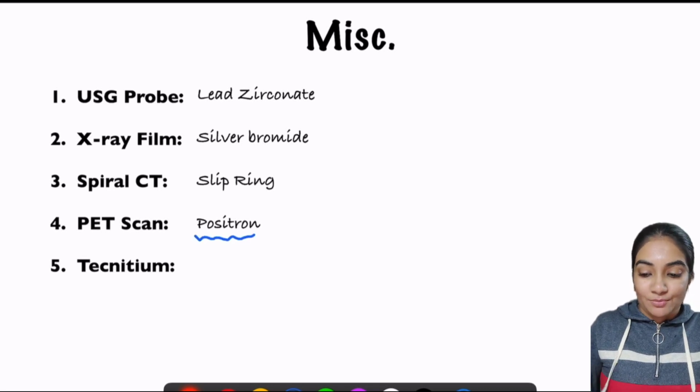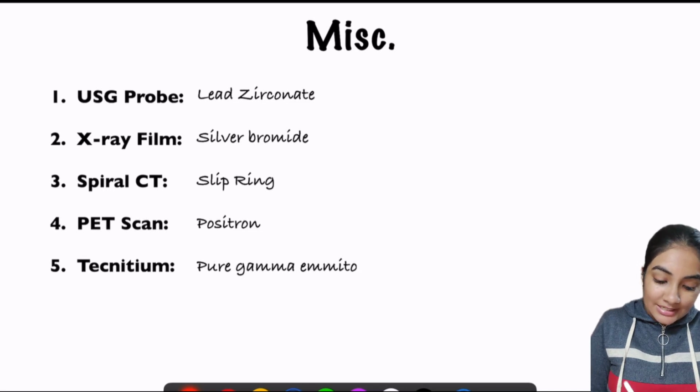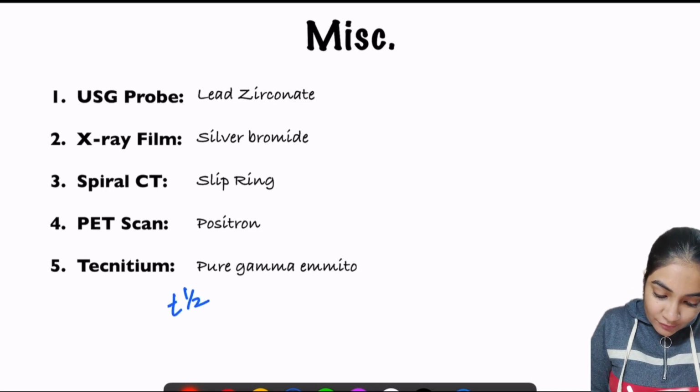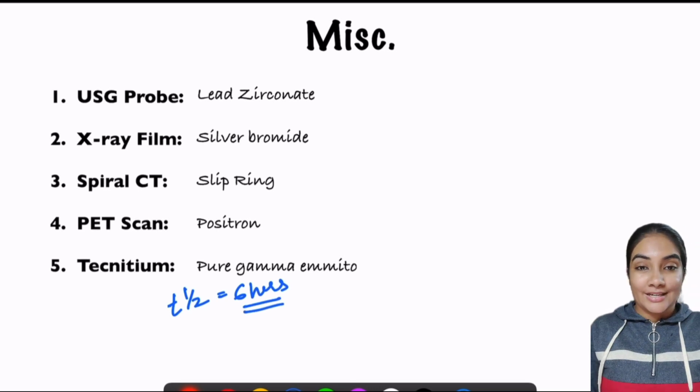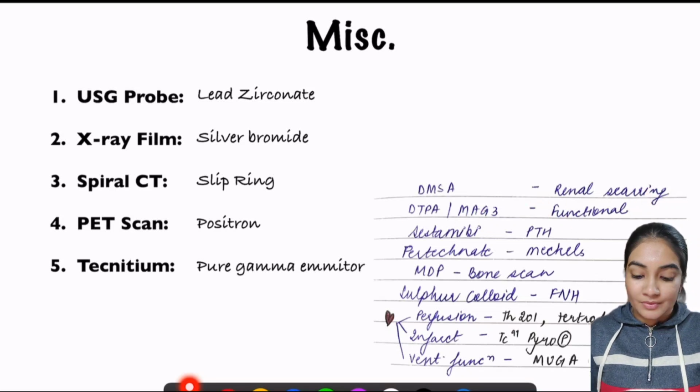And technetium. Technetium is a pure gamma emitter. It has a T half of 6 hours. Important. And various technetium scans that we use are DMSA, DTPA. These are for kidney. DMSA has SIR in it, scarring. DTPA and MAG3 is for renal function.